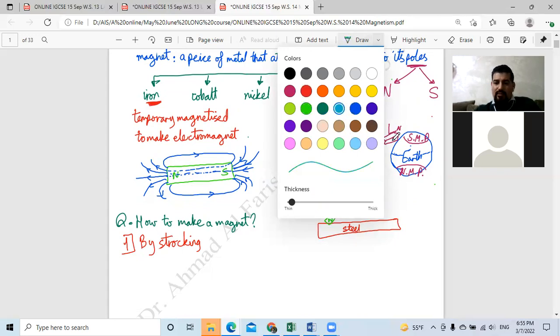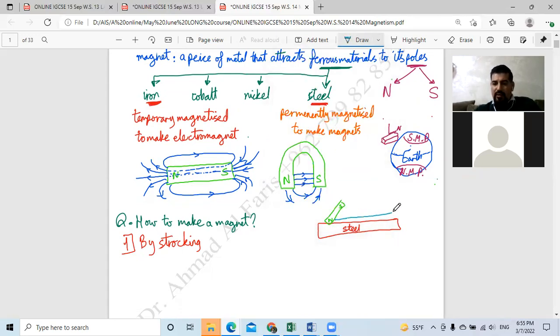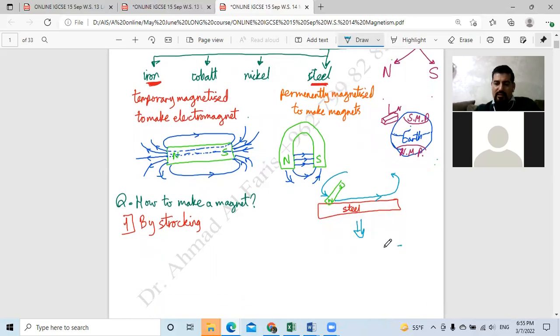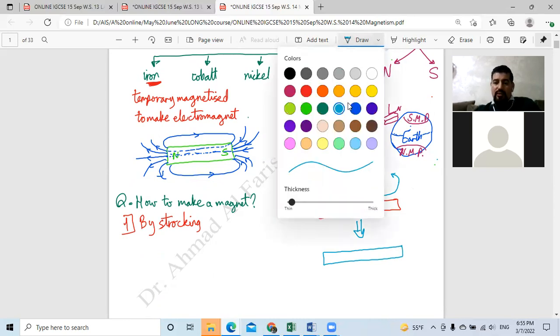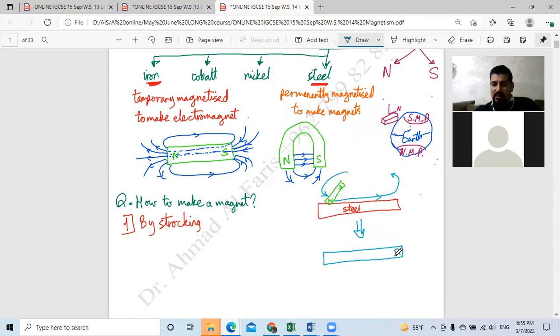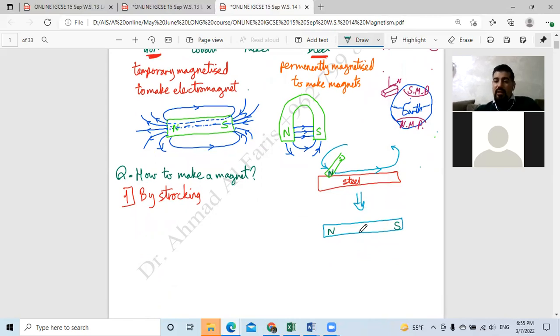As I keep stroking in one direction, like this, from here and go up and repeat this again, I keep moving it on the steel bar several times, hundreds of times. Eventually, after a while, this steel bar becomes what? A magnet. And as the north is going in this direction, it attracts all the south and puts it here. So this side becomes south, since this side was north, and the other side will become north by this movement.